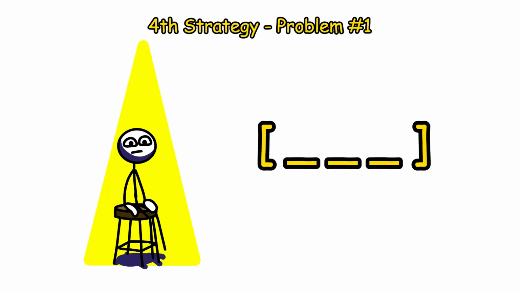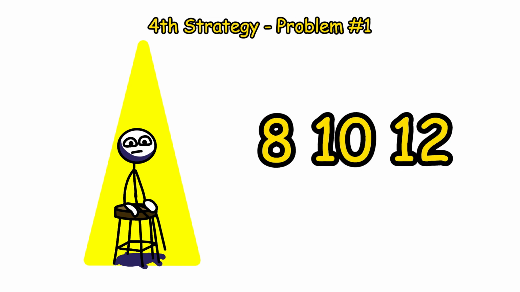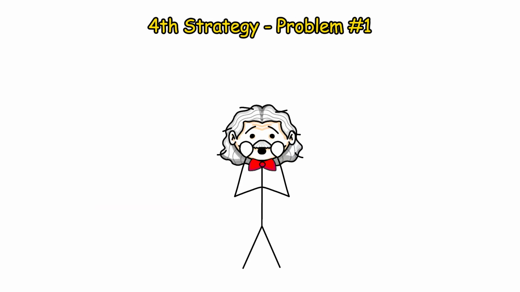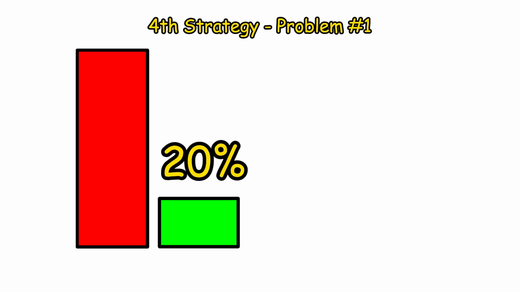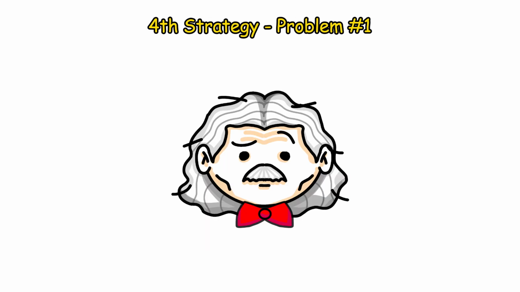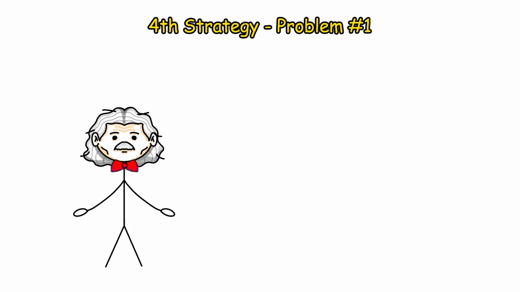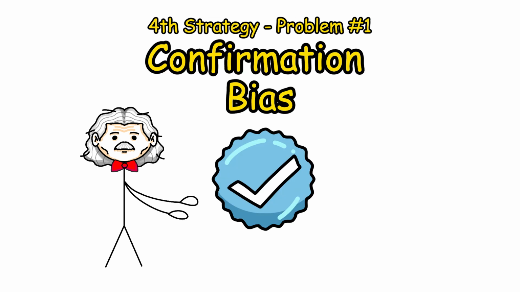Their task was to figure out the rule behind this sequence. To do so, they could suggest other sequences of three numbers and receive immediate feedback on whether the new sequence followed the hidden rule. What's astonishing is that only 20% of participants managed to discover the correct rule. Not because the rule was difficult, even a child could have found it.